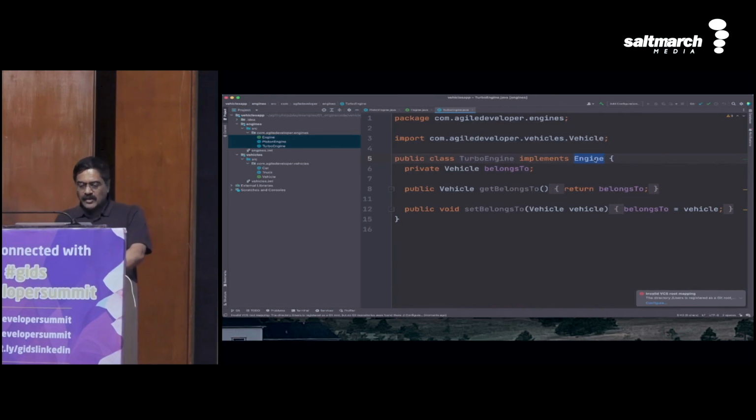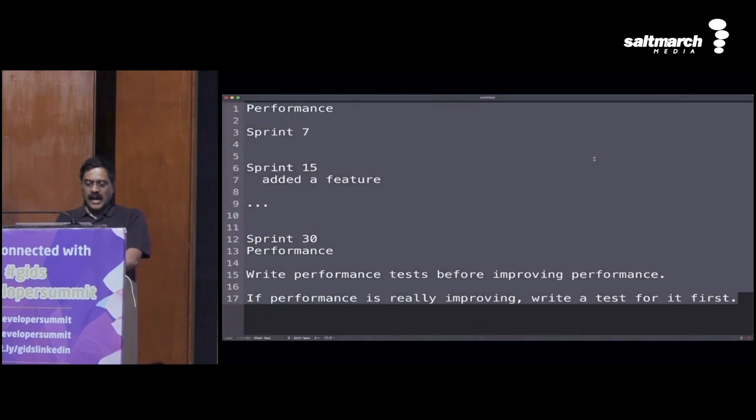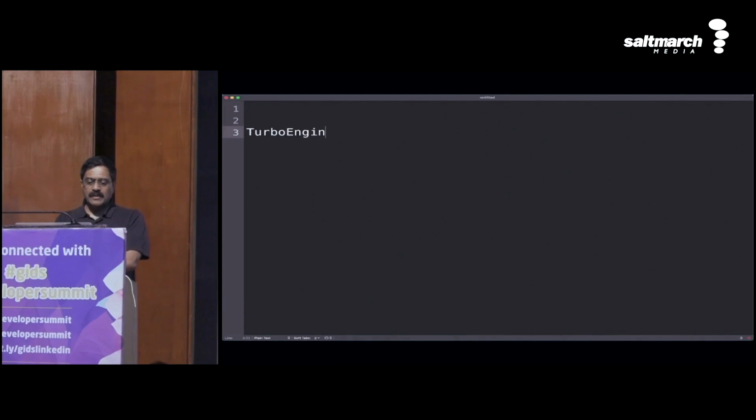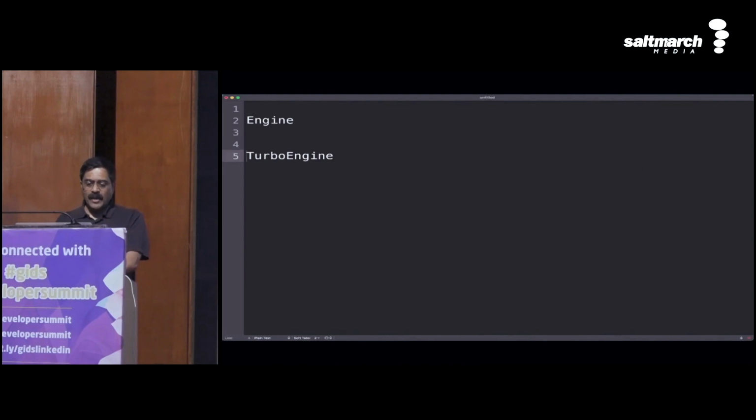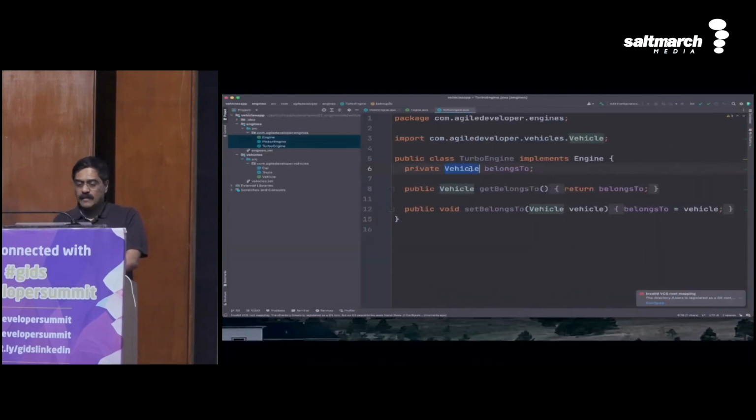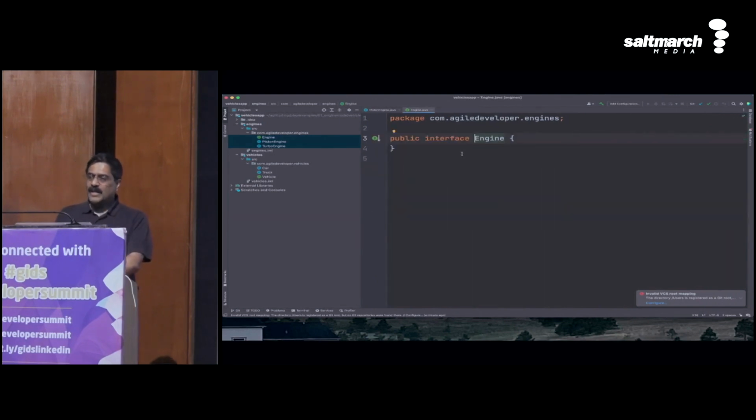So let's think about this a little bit, if you will. So I have a TurboEngine, which is an Engine, right? So we have an inheritance hierarchy. That's what we have right now. And what does a TurboEngine have? It depends on a Vehicle, right? So you have the TurboEngine, and that depends on maybe an association, right? And it depends on a Vehicle, right? So that's what we know so far. And then, so that's my TurboEngine. What about my Engine? Good news, Engine is an interface, no dependency, right?